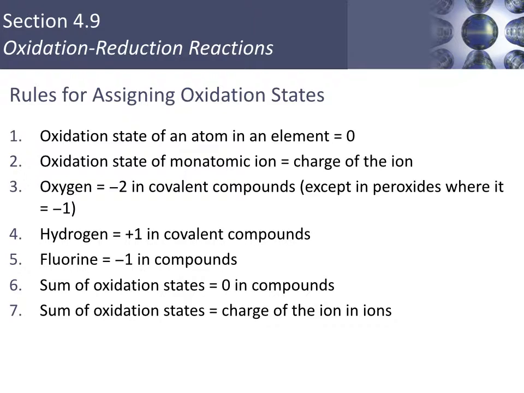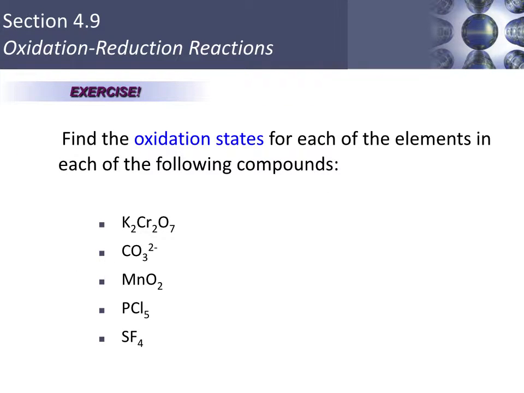If we were to add up the oxidation states of all the elements in a compound, it will be 0. If you have an ion, then the sum of all the oxidation states needs to equal the charge of the ion. Let's look at some examples. The question is, find the oxidation states for each of the elements in the following compounds.